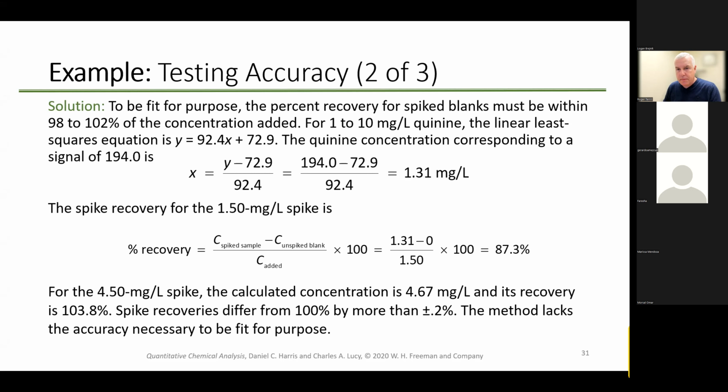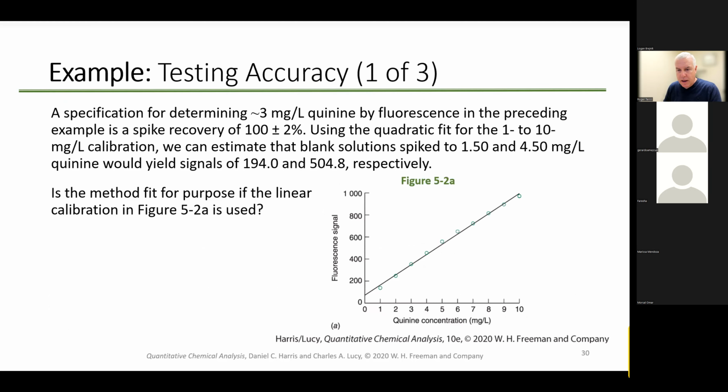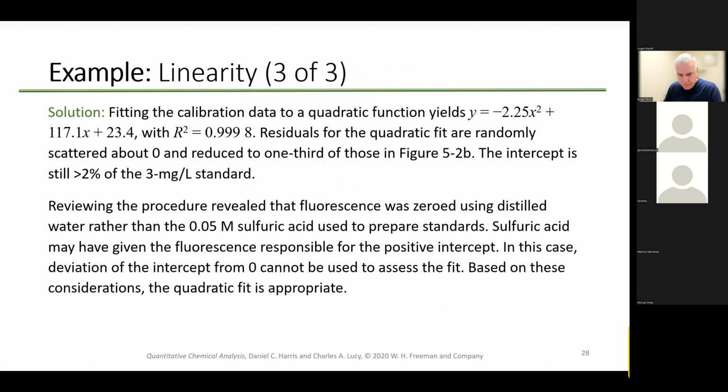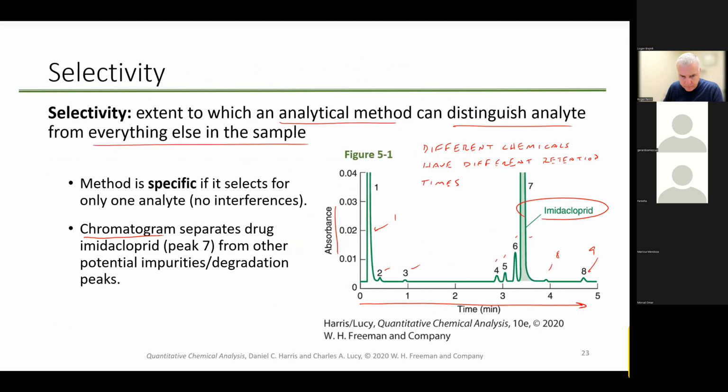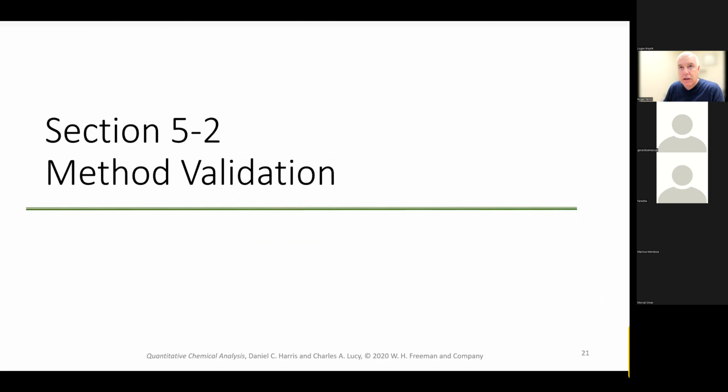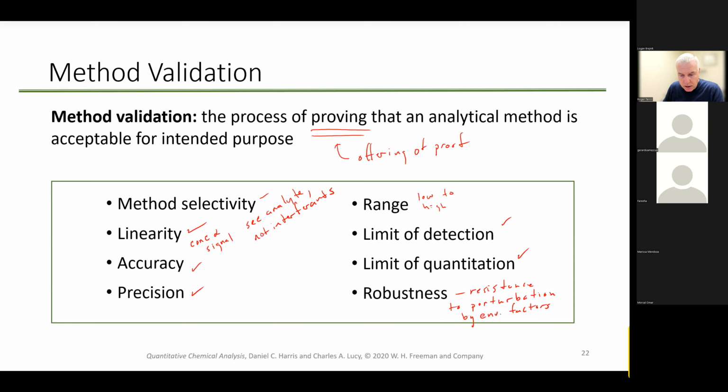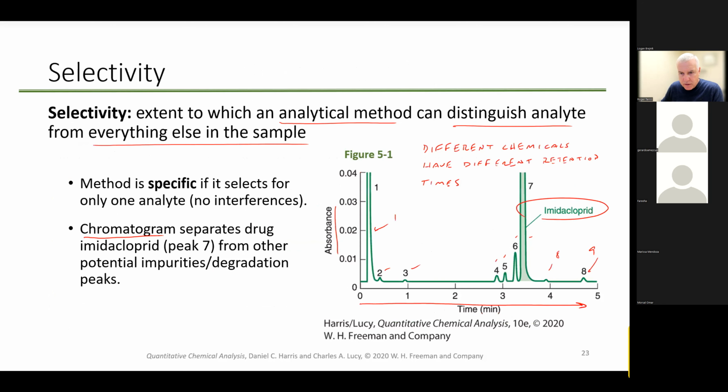So we are talking about, sorry, let me go back here. The subject of calibration and validation. So method validation is proving that your method is linear and precise and accurate, has these various concepts involved.